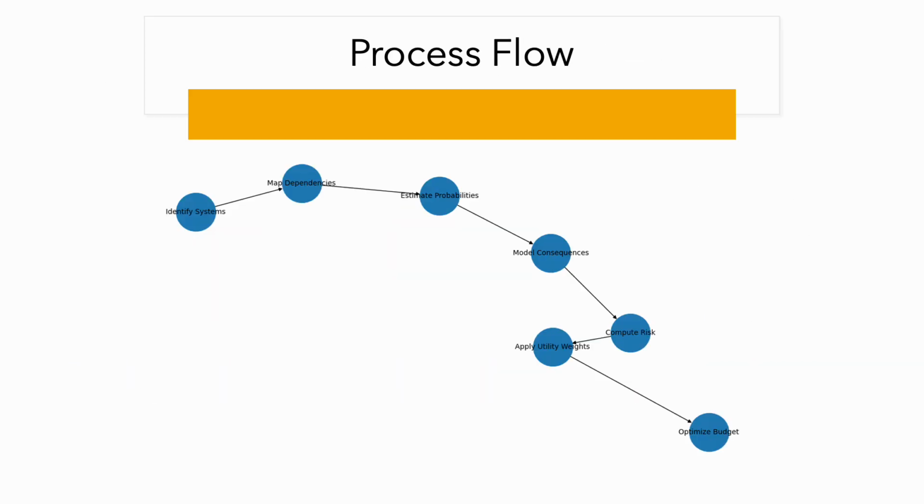This flow illustrates how PRA integrates into the existing budgeting process. We gather data, build the model, generate utility-weighted outcomes, and then run optimization under constraints. The output is a risk-informed budget allocation that fits within our fiscal boundaries.